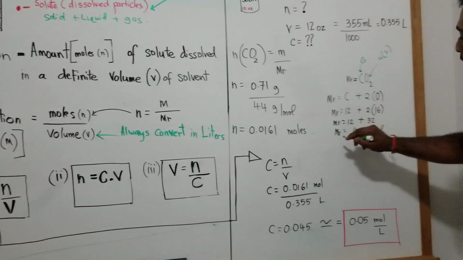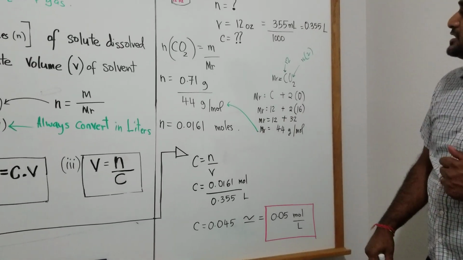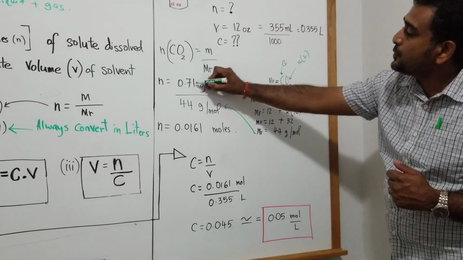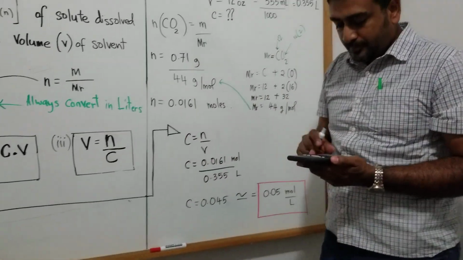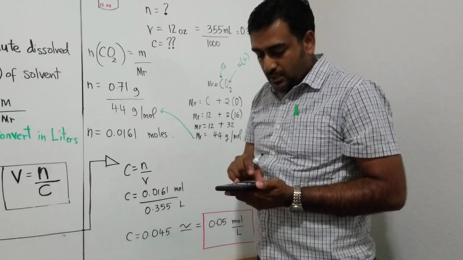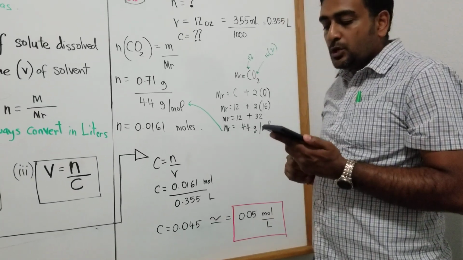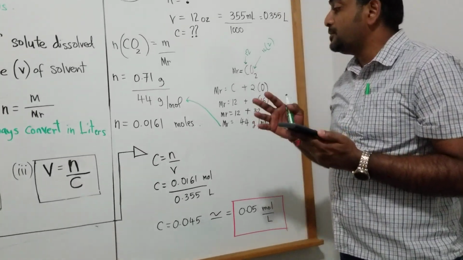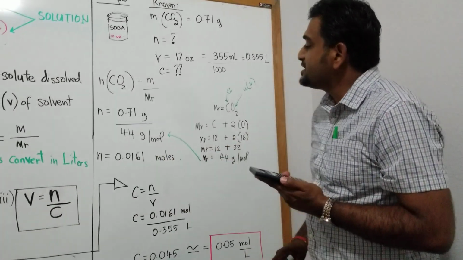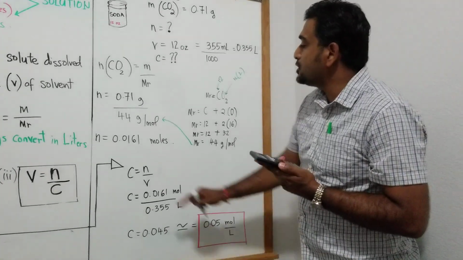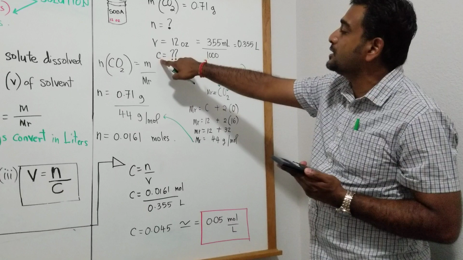Substituting the values in the formula, I am putting 44 grams per mole at the denominator position. So it's 0.71 divided by 44. We come up with a very long value, 0.016136. It keeps on repeating, keeps on going. So I will use 0.0161 at the moment.